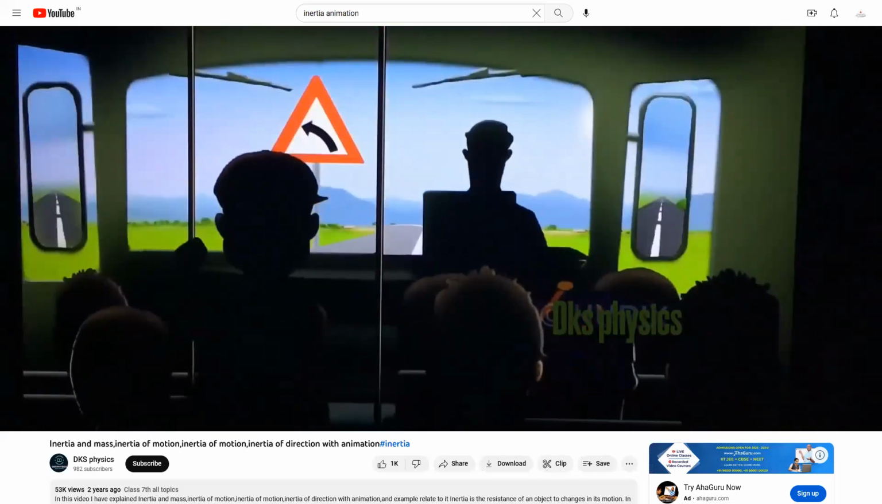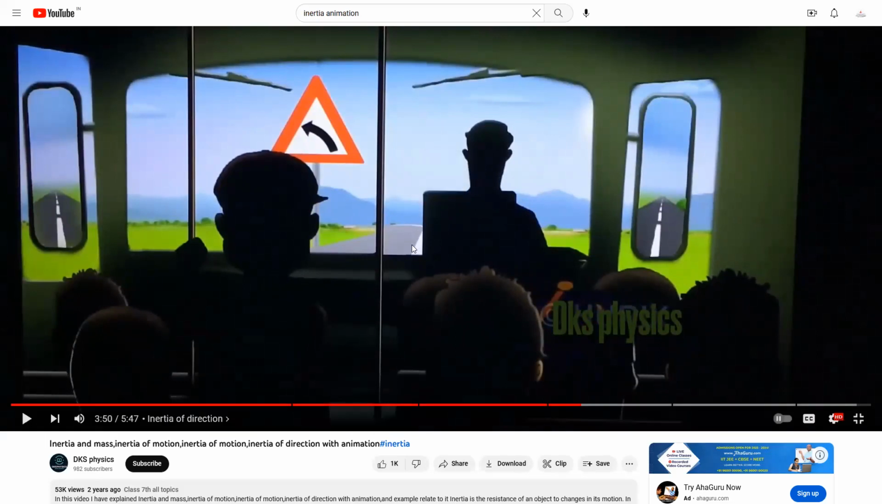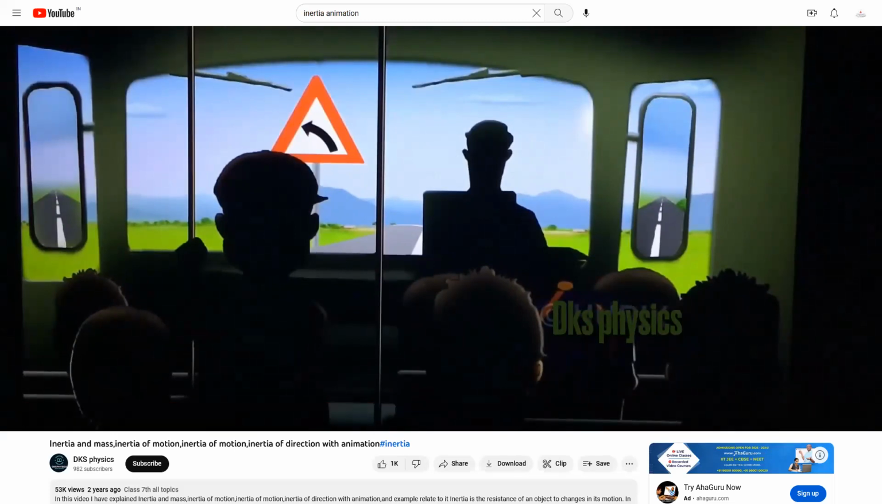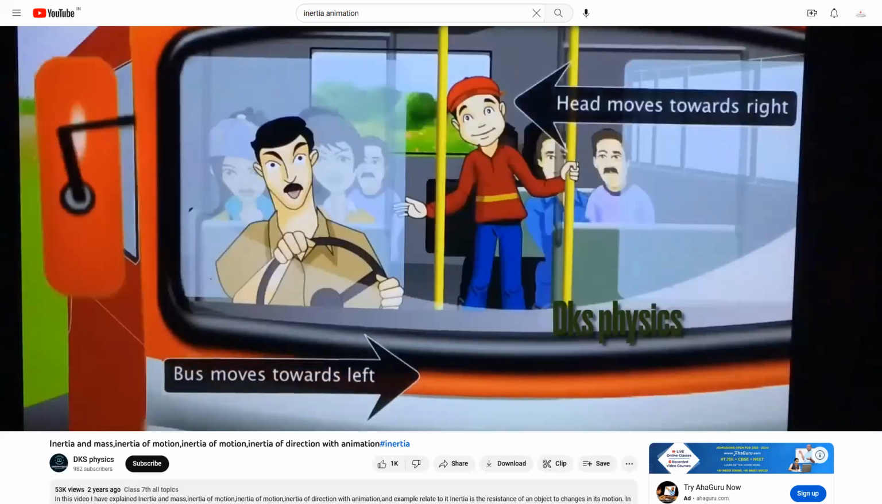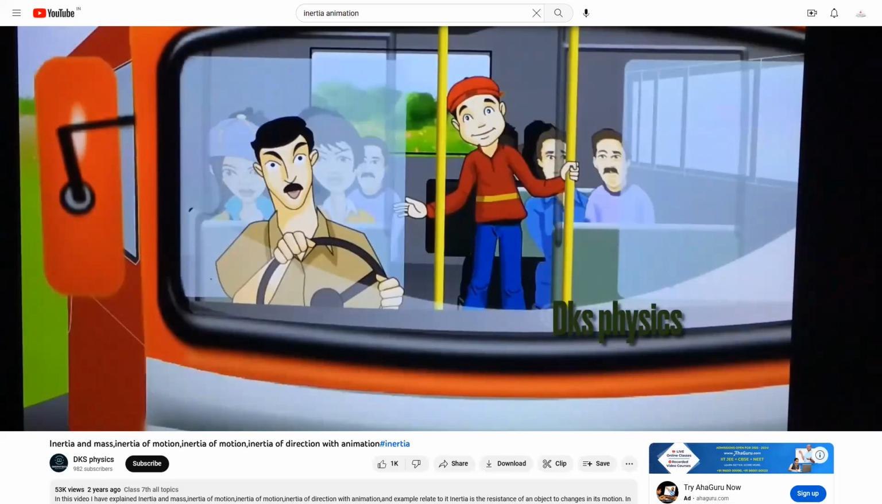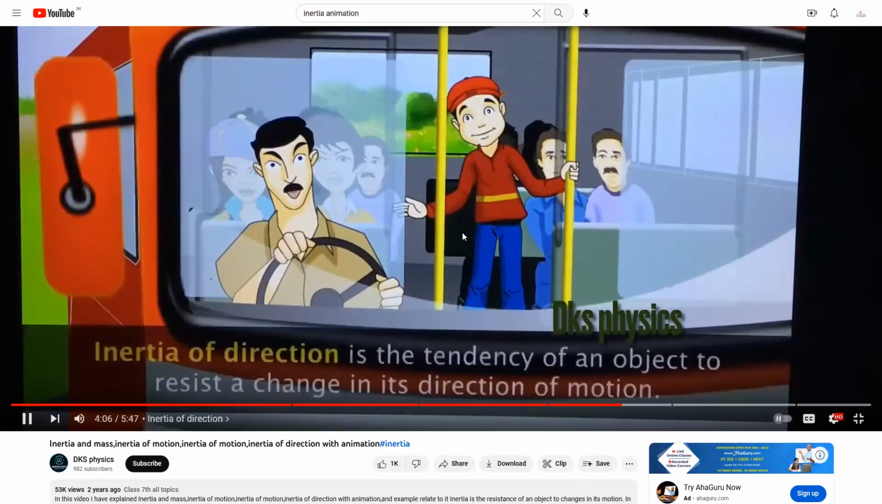What would happen if the bus takes a left turn? What will happen, guys? You all will fall. In what direction? That is what inertia of direction is. Your bus is on a straight road, and your direction is also the same. Suddenly you take a left turn. See what will happen. Inertia will affect your head. Let us find out. When the bus takes a left turn, your head tilts towards the right. This is because of inertia of direction.